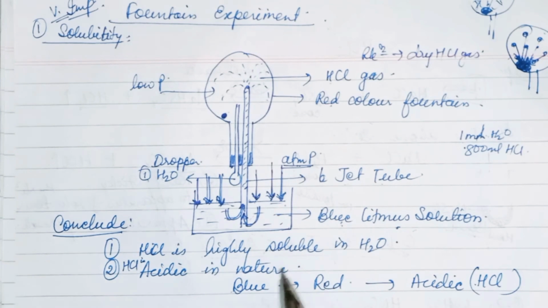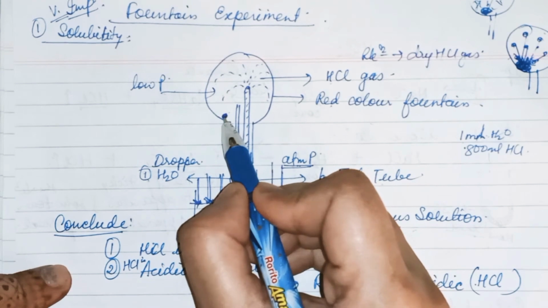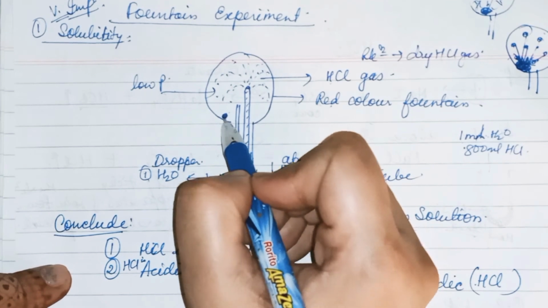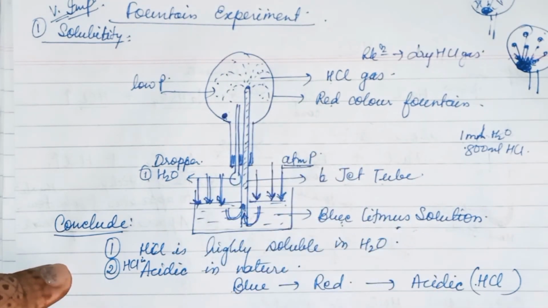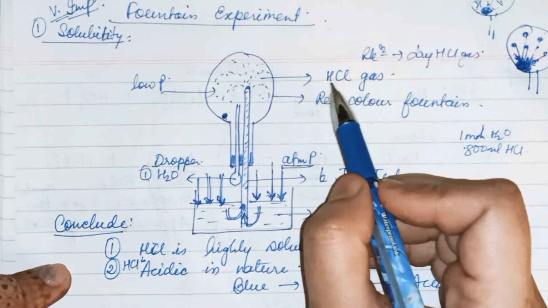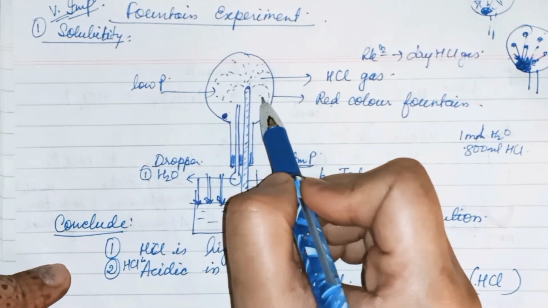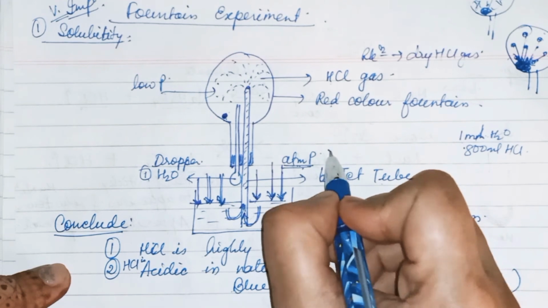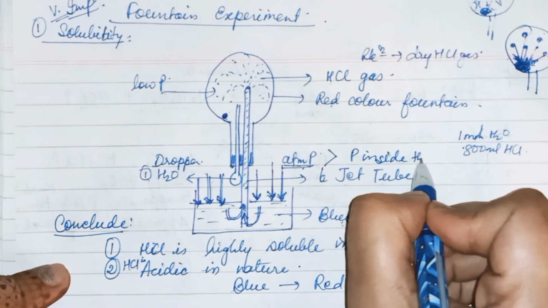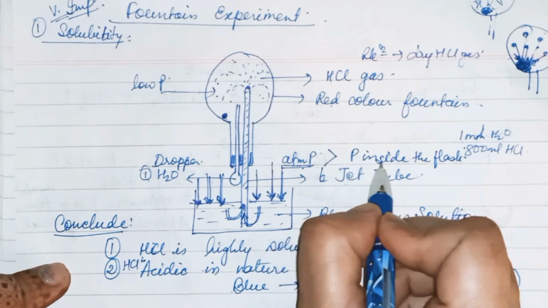Okay, one more time I will explain, children. When this dropper is squeezed, a water droplet comes here, and all the gas molecules present in the flask will come here and dissolve inside the droplet. Only a few will remain, or there will be no dry HCl gas molecules. So due to this there will be low pressure inside the flask, and atmospheric pressure is higher than the pressure inside the flask.